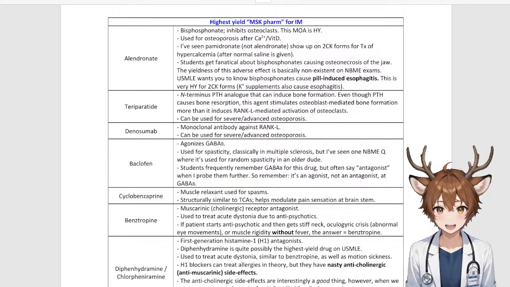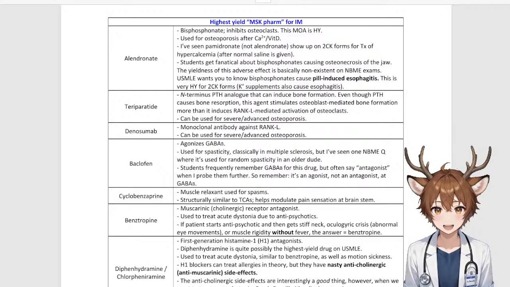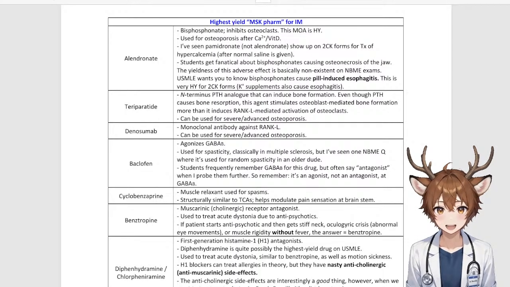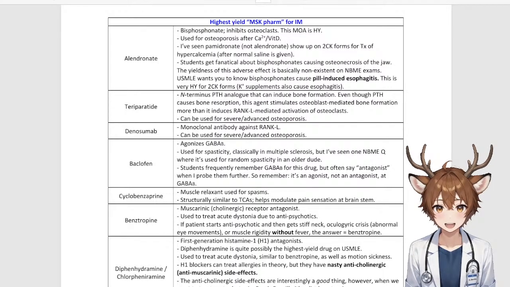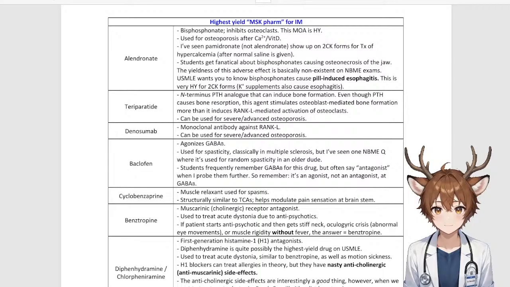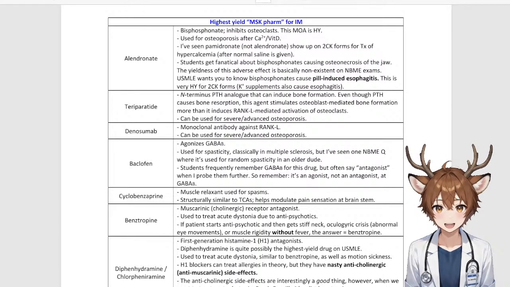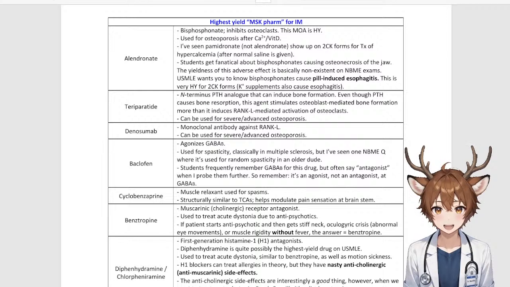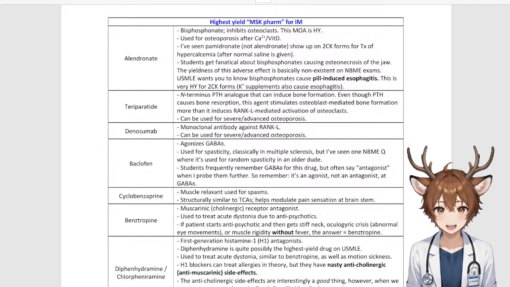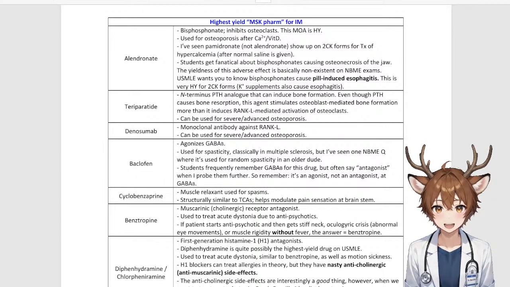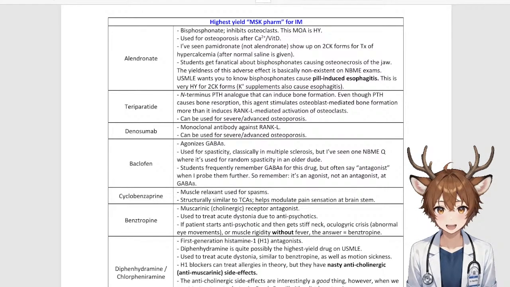Baclofen agonizes GABA B, used for spasticity, classically in multiple sclerosis, but I've seen it on an NBME question where it's used for random spasticity in an older dude. Students frequently remember GABA B for this drug, but they often say antagonist. When I probe them further, remember, it's an agonist, not an antagonist at GABA B. It's going to agonize it.